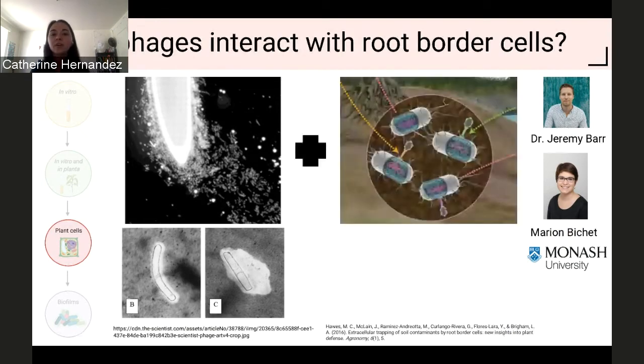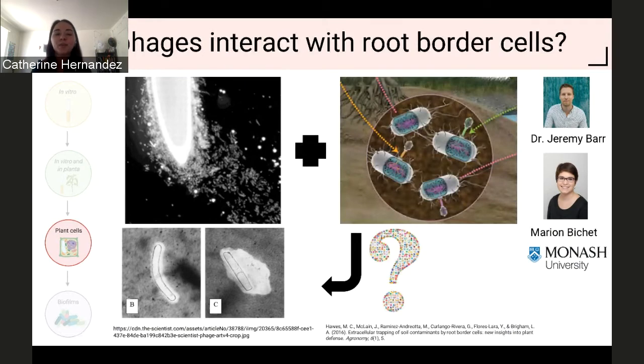And we also know that in the soil there are a lot of phages, so they can outnumber bacteria 100 to 1. And so I wanted to know if we could try testing some of those same questions. Do phages maybe impact this extracellular trap in any way? Do the cells respond? And can we find phages inside of root border cells potentially?